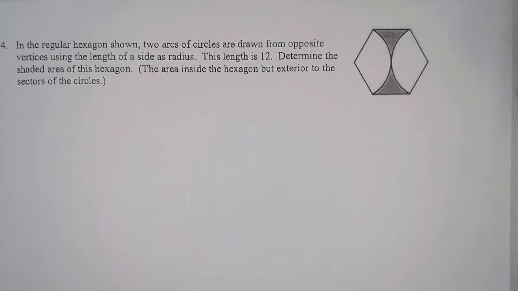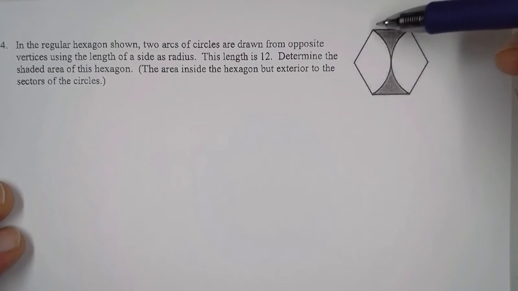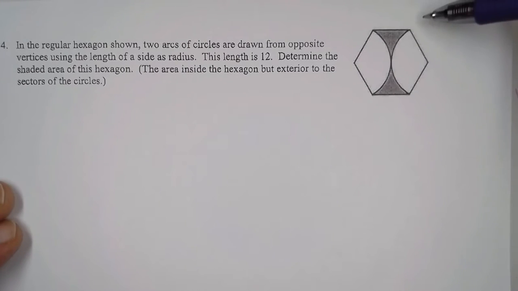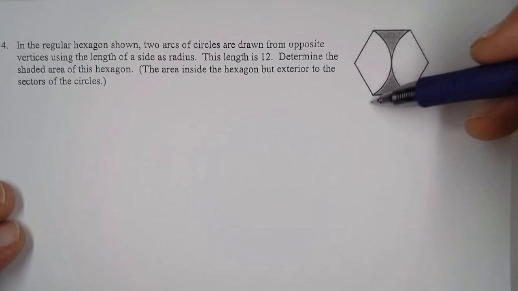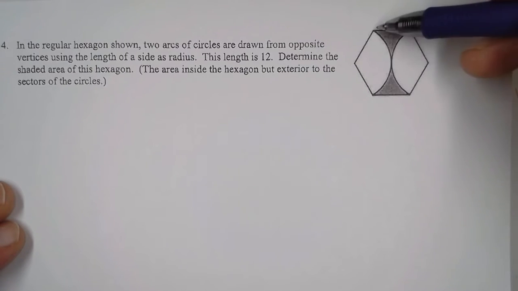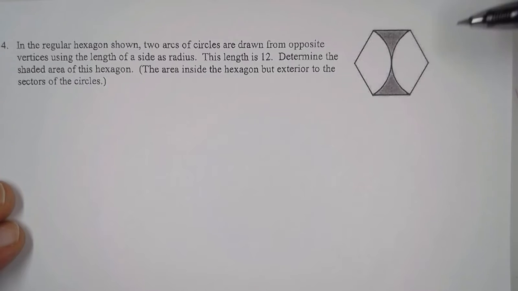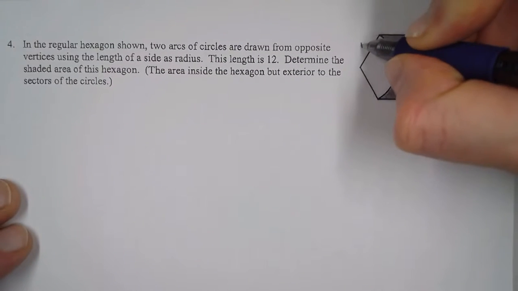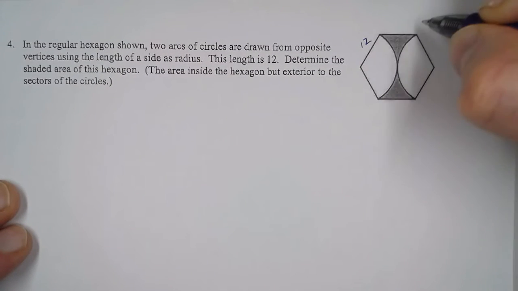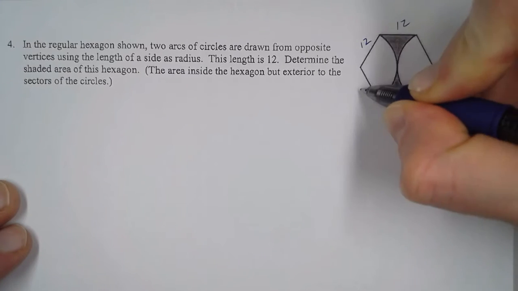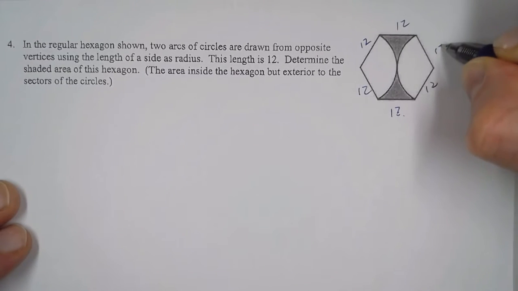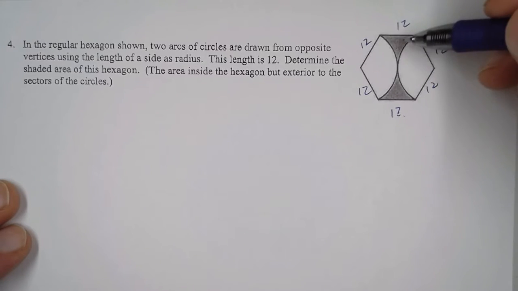In this problem, it says that we're given a regular hexagon, and two arcs of circles are drawn from opposite vertices of the side as a radius. So this side is the radius of this arc. Same thing here. Now it says that this length is 12, so that means 12 is the radius of this arc, but it's also all the side lengths of this hexagon. We want to determine the shaded area.